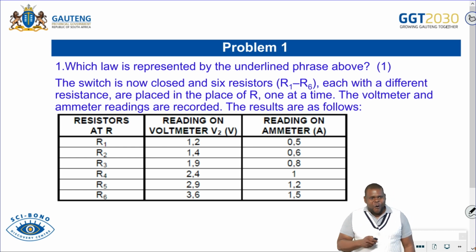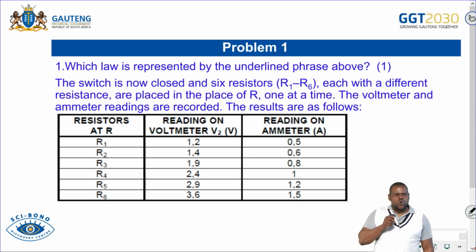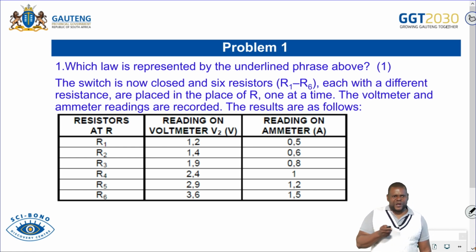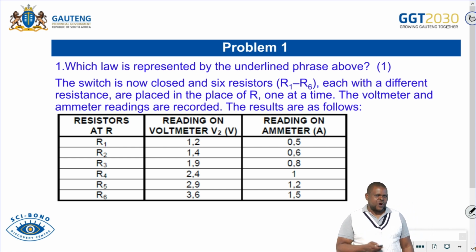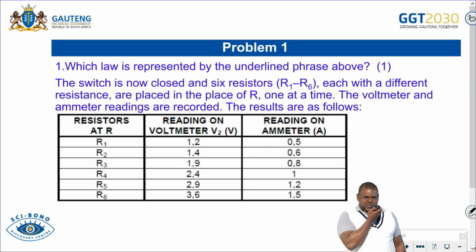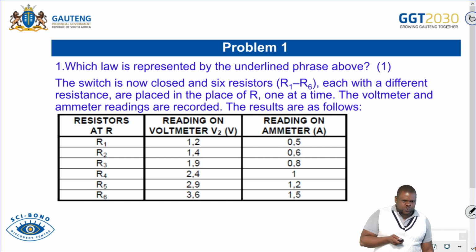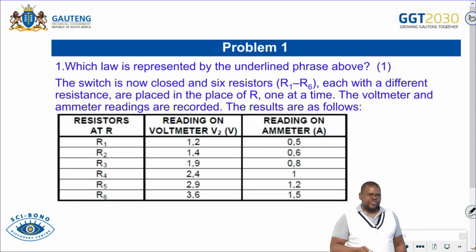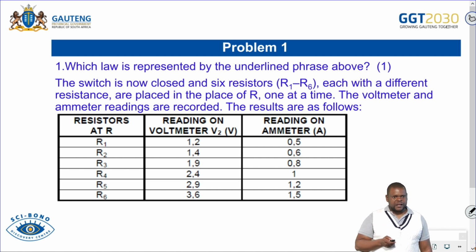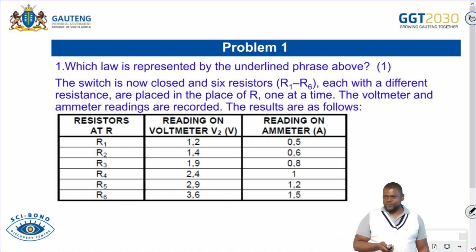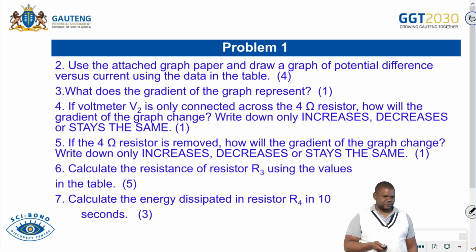Can you see? Now, when voltmeter 2 says 1.4, the ammeter will say 0.6. When voltmeter 2 says 1.9, then the ammeter will say 0.8. When voltmeter 2 says 2.4, then the ammeter will say 1 ampere. Then when voltmeter 2 says 2.9 volts, the ammeter says 1.2. Then when voltmeter 2 says 3.6, the ammeter will say 1.5. Are we together, grade 11s? Yes. Then we are continuing with the questions.